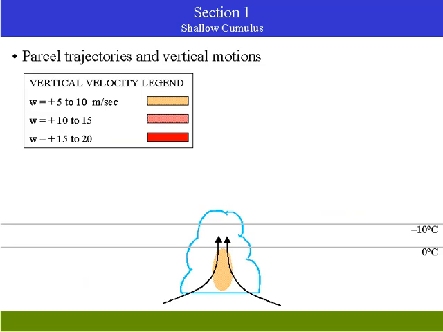A shallow cumulus cloud is characterized by vertical velocities that are basically less than 5 to 10 meters per second, and cloud tops that are perhaps just a little bit above freezing here. Maybe some of the cloud top goes above the minus 10 C level, but most of the cloud is warmer than 0 degrees C.